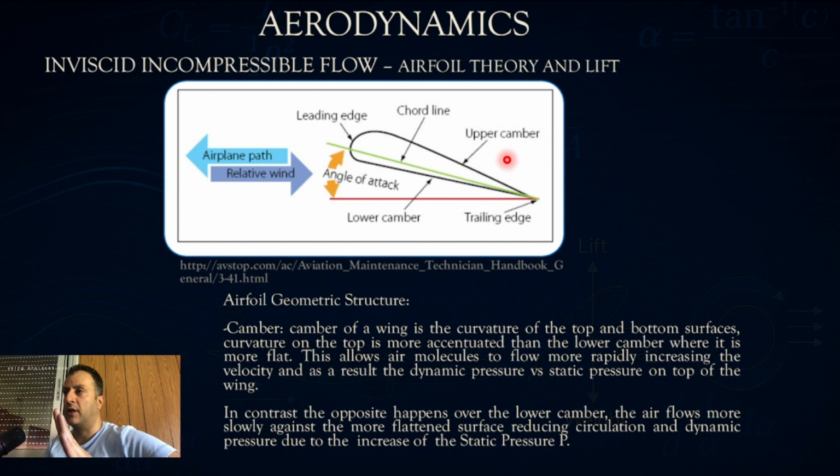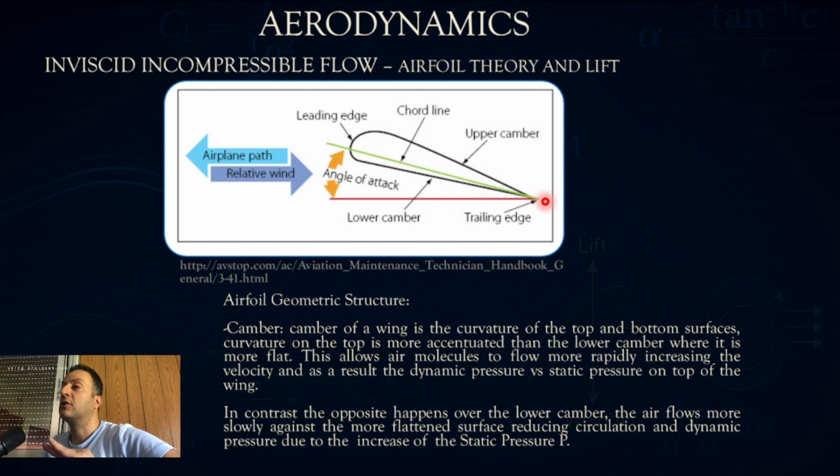So let's break it down. At first, you have the leading edge. The leading edge is the front part of the wing that hits the flow. This is the one crossing the flow and cutting through the airflow. We call it the leading edge. That's the front edge of the wing.